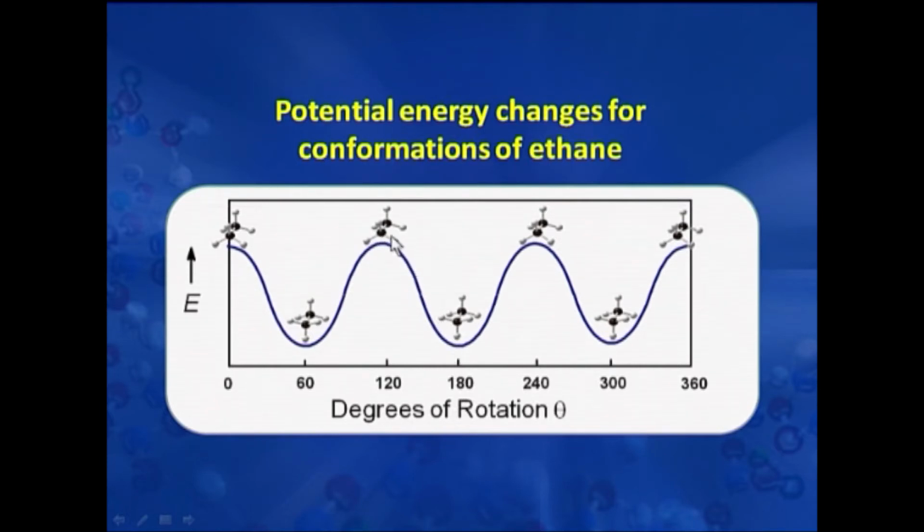As I said, this is a less stable conformation, and this is a more stable conformation. It means if we have some sample of a compound with us, say ethane here, then at any moment more molecules will be in the staggered conformation and fewer molecules will be in the eclipsed conformation. Or in other words, we can say that any molecule will spend more of its time in the staggered conformation.